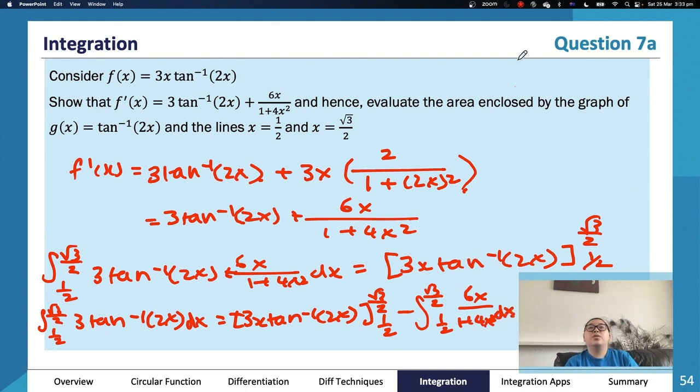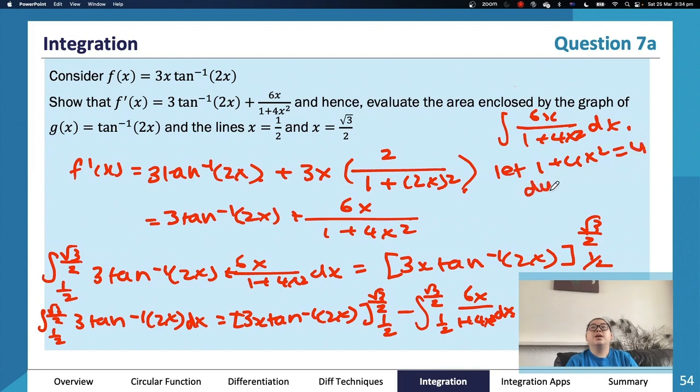Cool. So in terms of the integral of 6x over 1 plus 4x squared dx, what that is actually equivalent to is if we let 1 plus 4x squared equal to u, your du dx would have been 8x, right? So therefore we can substitute that back in so that this is 8x. So essentially all we needed to do to manipulate this is change this top part to 8x, and we need to divide it by 4 and times it by 3. So 3 over 4.